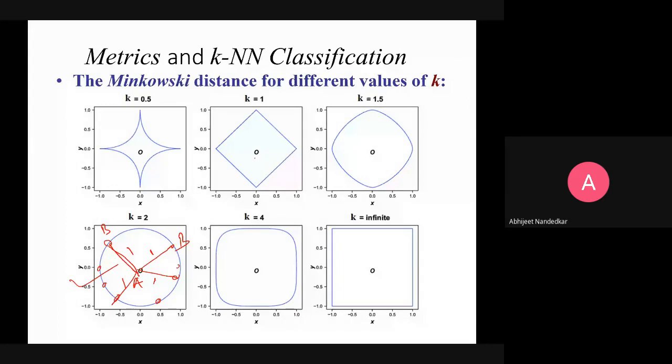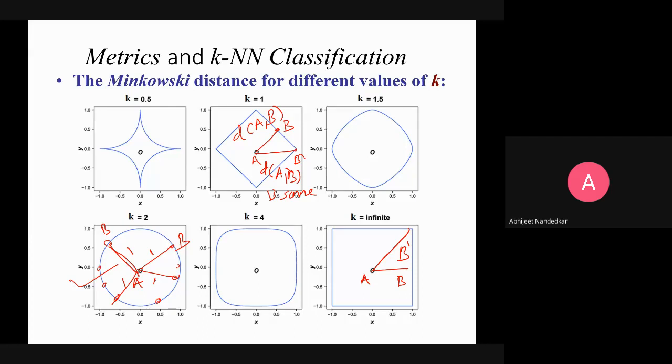But you can note that if I take k equal to 1, that is city block, and if this is point A and this is point B, this distance and this distance, the distance between AB and the distance between AB dash is the same as far as city block is concerned. Similarly, if this is A and this is B, and this is B dash, these two distances are the same if it is k equal to infinity.